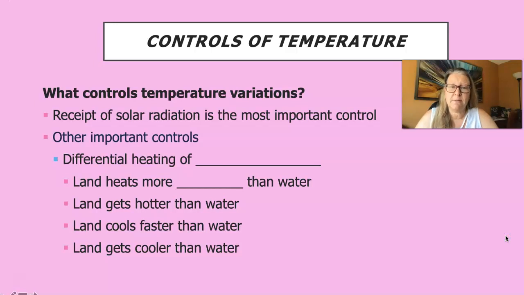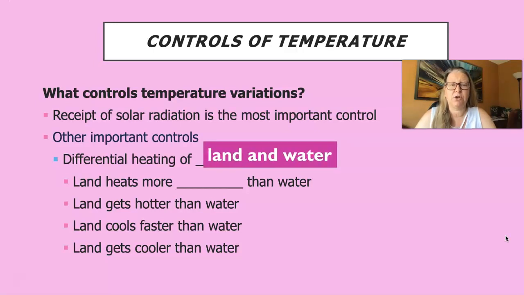So what controls temperature in an area? Well, of course, we've talked about seasons and the incoming solar radiation, and that's very important. But other controls include the differential heating of land and water. And this is actually a huge factor in some locations. Land heats up more rapidly than water. It also cools down more rapidly than water. And in fact, water is the least resistant to temperature change of any substance.